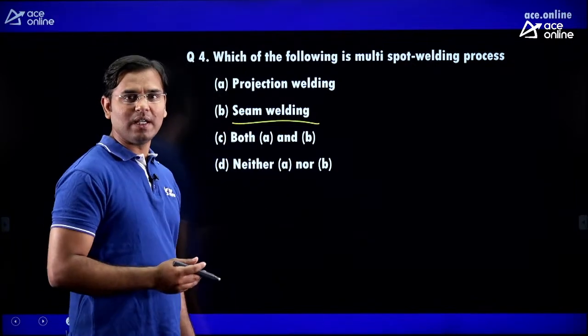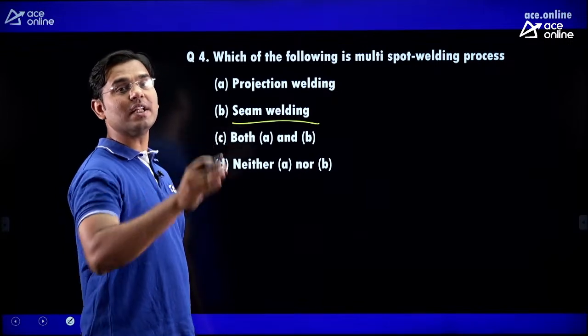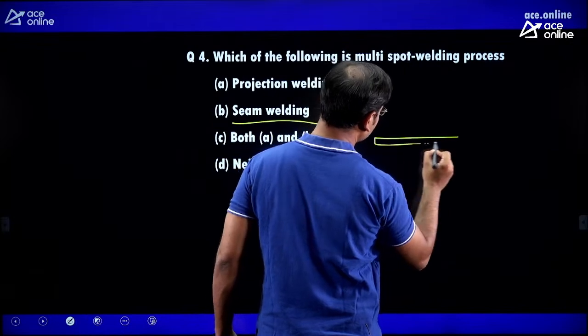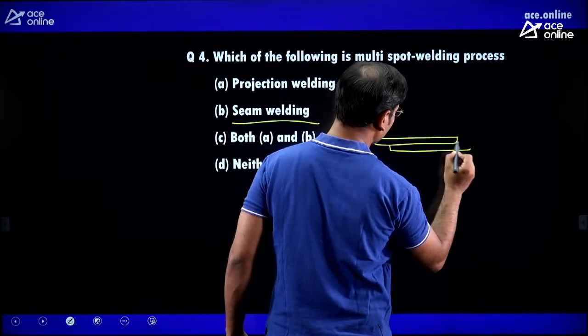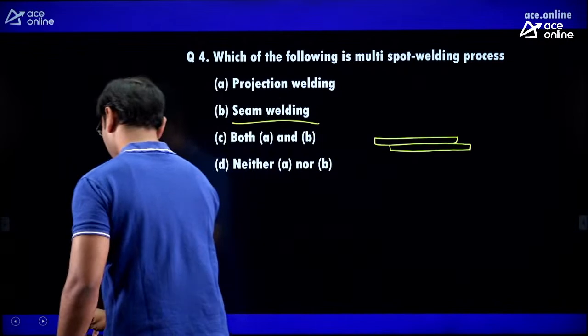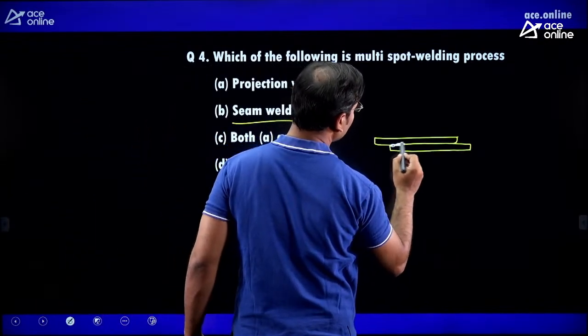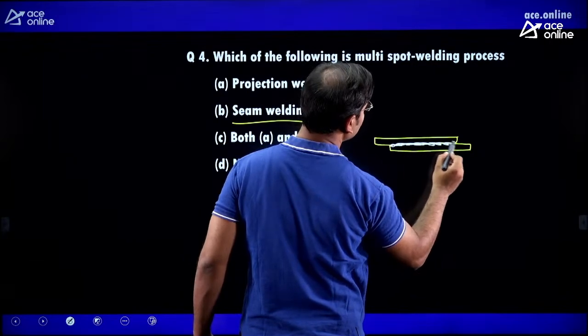What is meant by seam welding? The continuous weld bead is going to form between the two sheets. Just see, if we have to join two sheets, this is sheet 1 and this is sheet 2, then what is resistance seam welding? In resistance seam welding, they are going to produce a continuous weld bead. This is known as resistance seam welding.